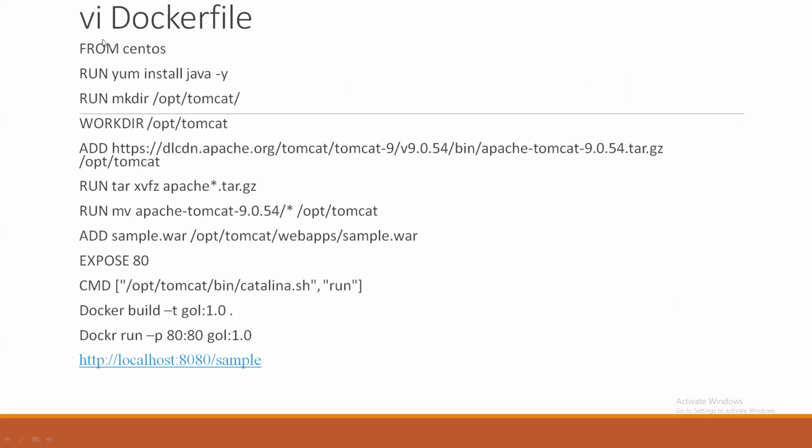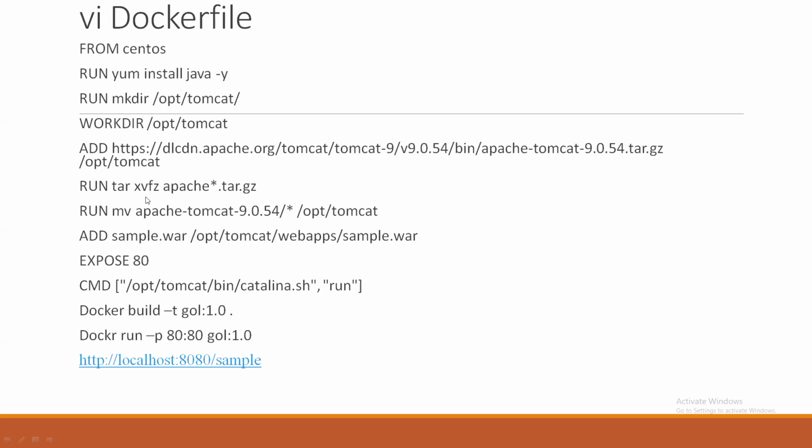So here there is FROM CentOS. RUN yum install java. RUN mkdir /opt/tomcat, so it will create the directory, in the opt we create tomcat. WORKDIR means cd, this is the cd command, it will go into that directory. ADD command: we can download from remote and copy to the tomcat directory.